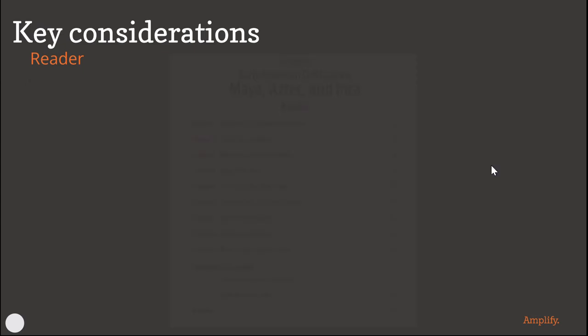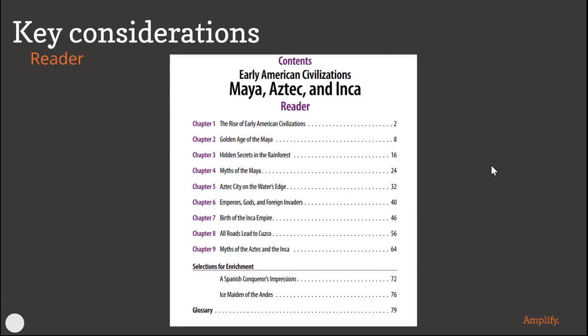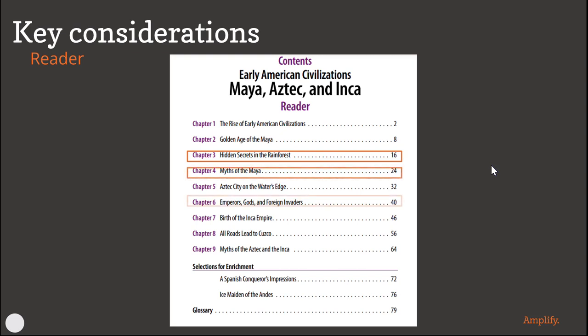The chapters in this reader will keep students engaged, especially when reading Chapter 3, Hidden Secrets in the Rainforest, Chapter 4, Myths of the Maya, and Chapter 6, Emperors, Gods, and Foreign Invaders, among others. The reader also includes 2 selections that may be used for enrichment. Please use these selections at your discretion, considering students' needs and the time available in your school day.